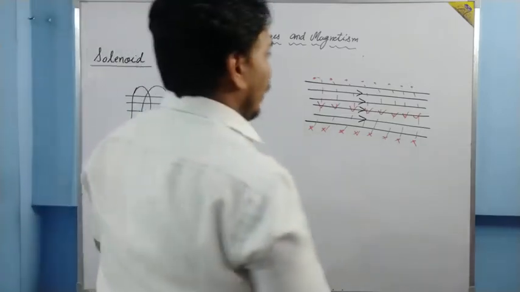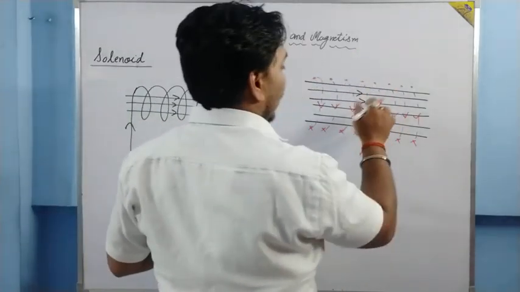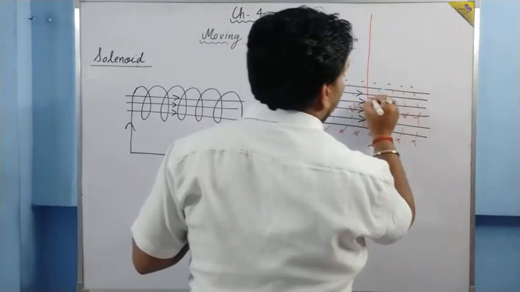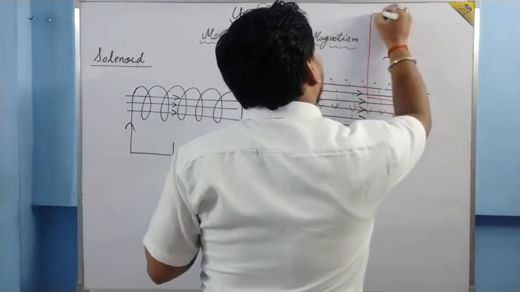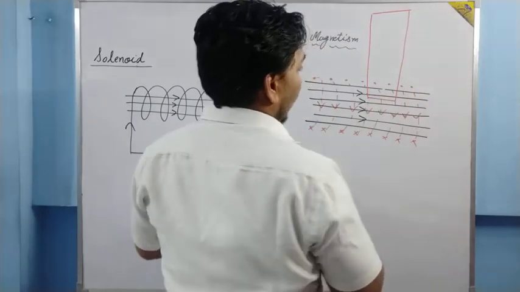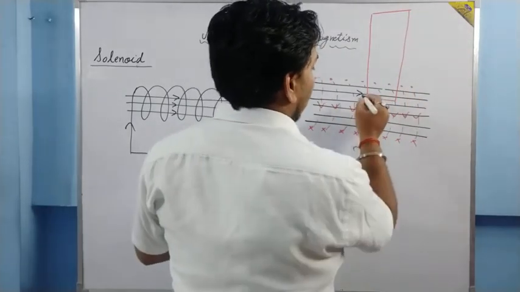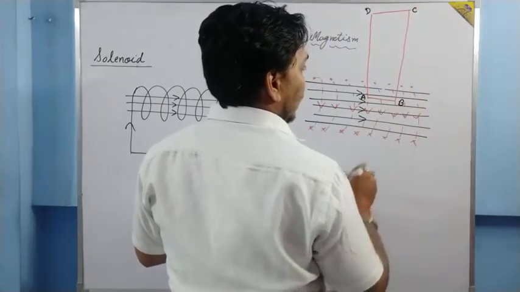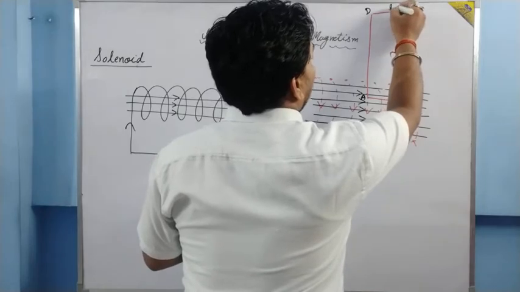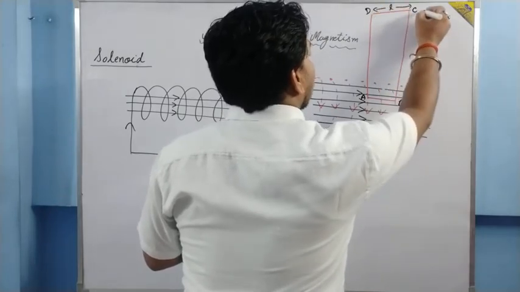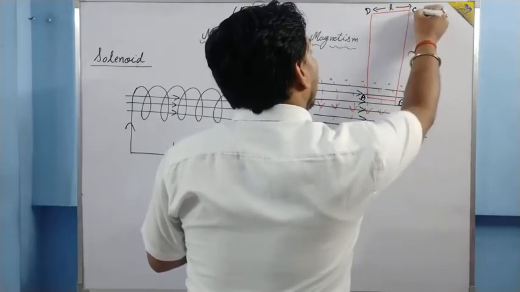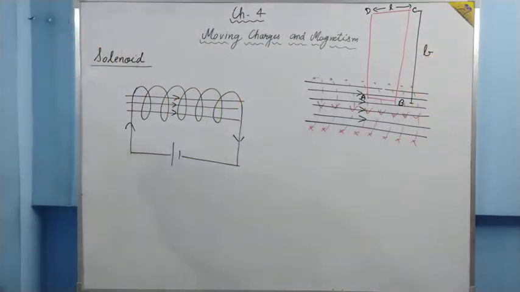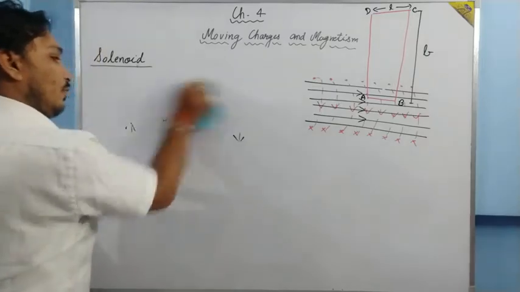Okay. Now what we need to do? We need to find out the magnetic field at this point. So let us consider a closed rectangular loop, and the name of the loop is ABCD. The length of the loop is L, and the breadth you can take as a small b. It will not be used, but you can take it.